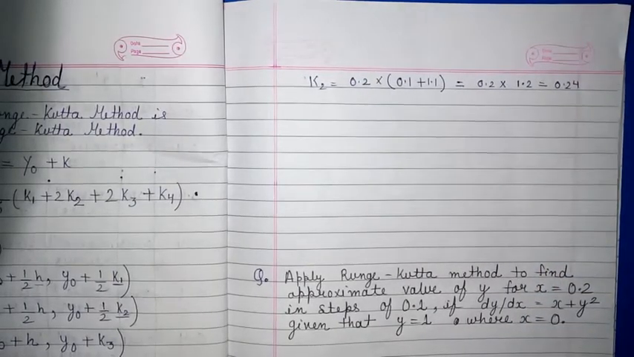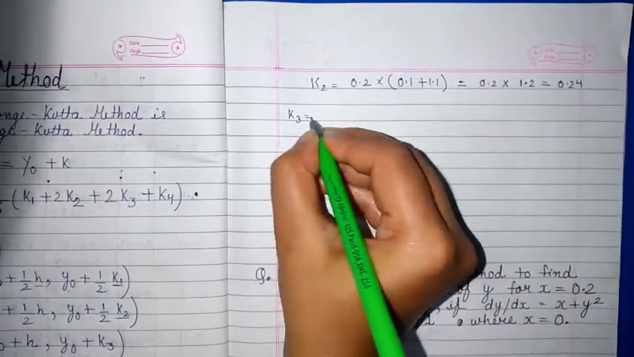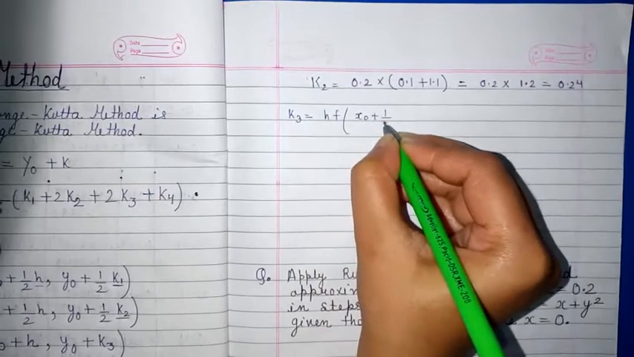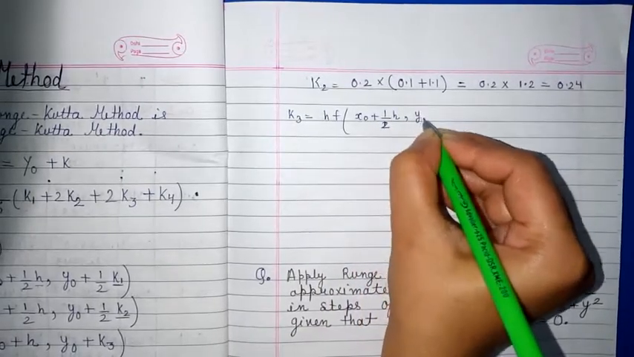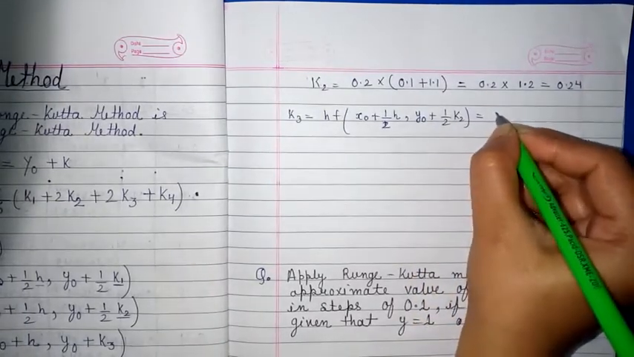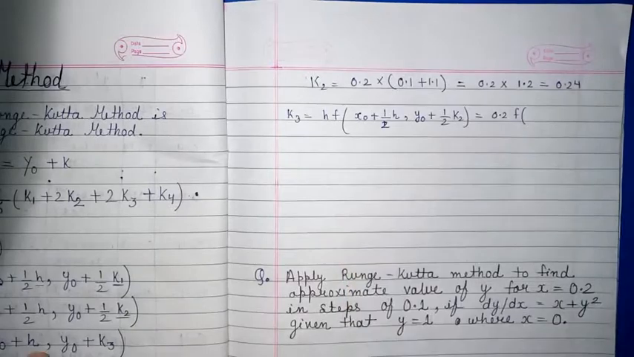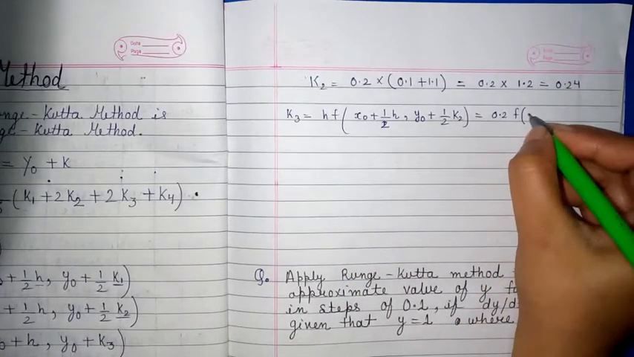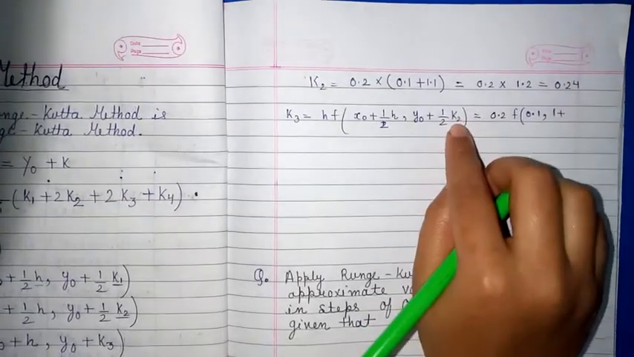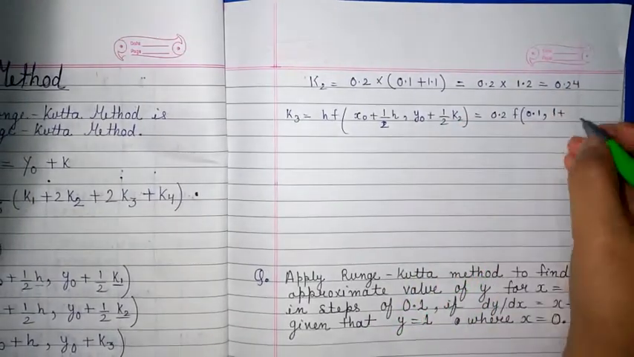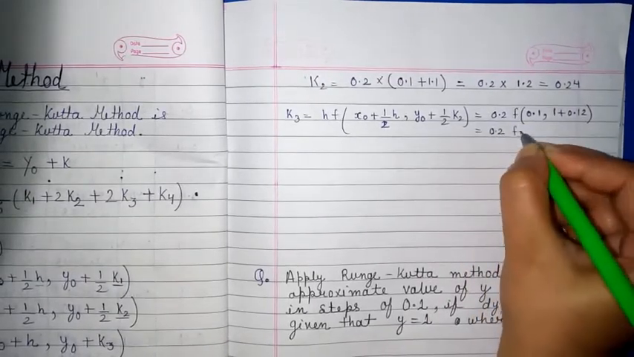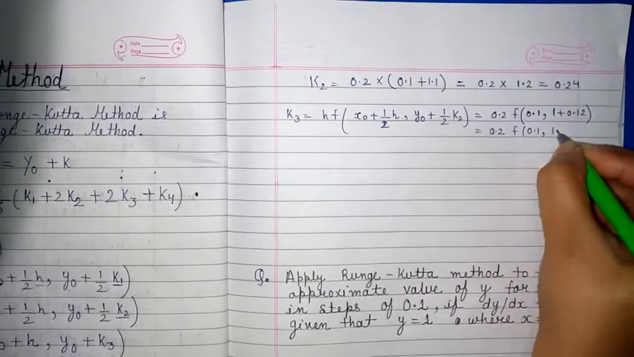This is the value of k2. Now k3, what is the formula? h f(x0 + h/2, y0 + k2/2). Now if you find the value, h is 0.2, f(x0...), x0 is 0, 0 plus half h means 0.1 only, and y0 is 1, 1 plus k2 value is 0.24, so half of this will be 0.12, so it will become 0.2 f(0.1, 1.12).